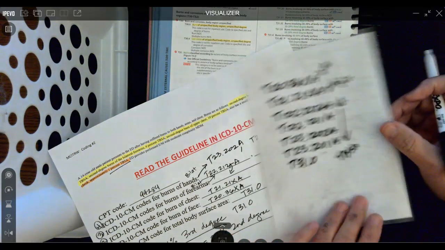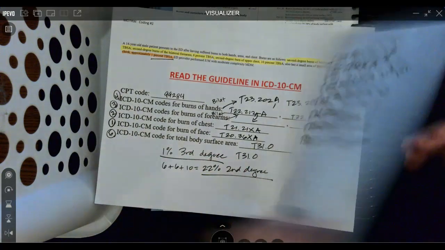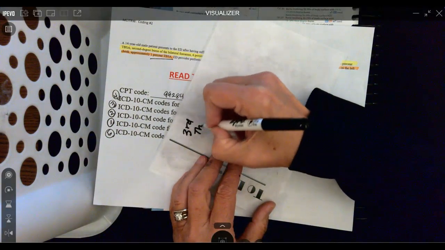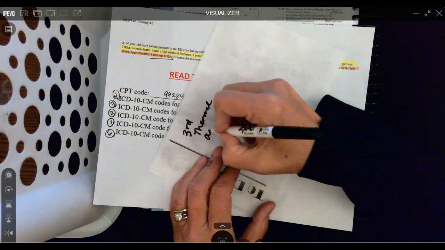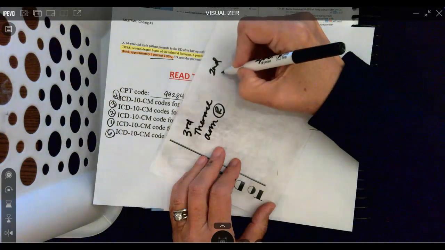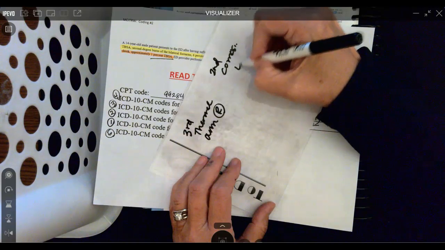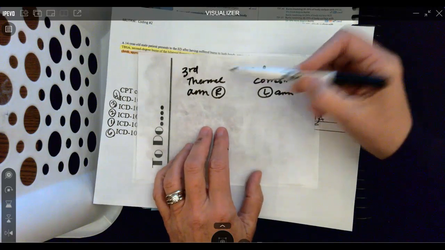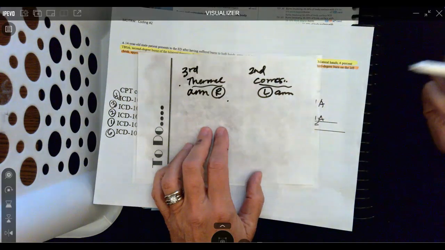Okay, so I know it's confusing, but on these burns, if you just kind of break it down, if there's multiple, like let's say you had a 3rd degree thermal burn of the right arm, and then you had a 2nd degree corrosion of the left arm. Okay, you're going to have to make sure when you go into the burn, you go to burn thermal for the right arm and burn corrosion for the left arm.